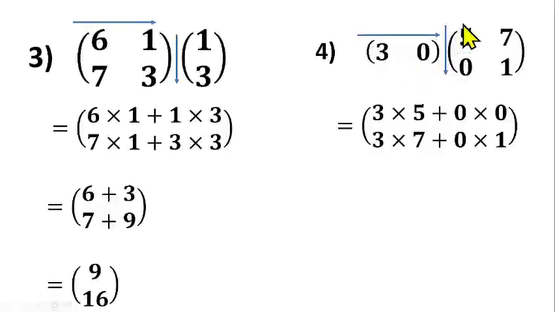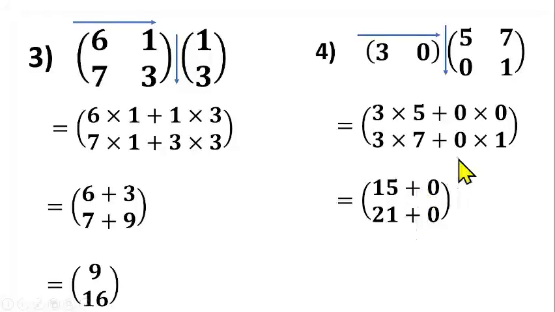And let's see how we multiply out. 3 will multiply 5, that will give us 3 times 5, plus 0 will multiply 0. So the row has multiplied the column, that will give us this. Then this row again will multiply this column, so we have 3 times 7 plus 0 times 1. If you simplify that further, 3 times 5 is 15 plus 0, so that gives us 15. Then we have 3 times 7, that is 21, plus 0 times 1, that gives us 0. You simplify that, and it gives us 15 and 21, which is also another column matrix.